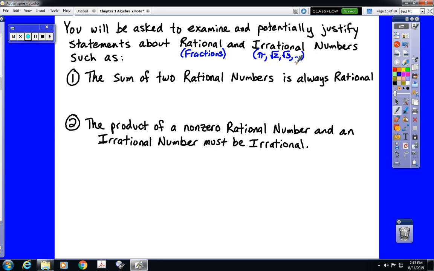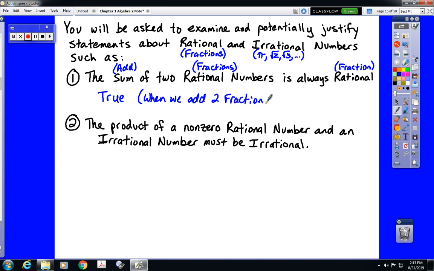So the first part says the sum of two rational numbers is always rational. So you have to think about that. Think about what that's saying. If we add two fractions, we will get a fraction. That is a very true statement. Okay, the sum, anytime we add two fractions, we end up with a fraction.